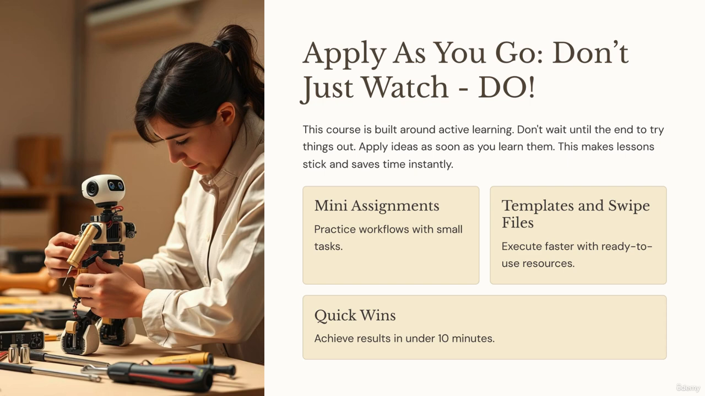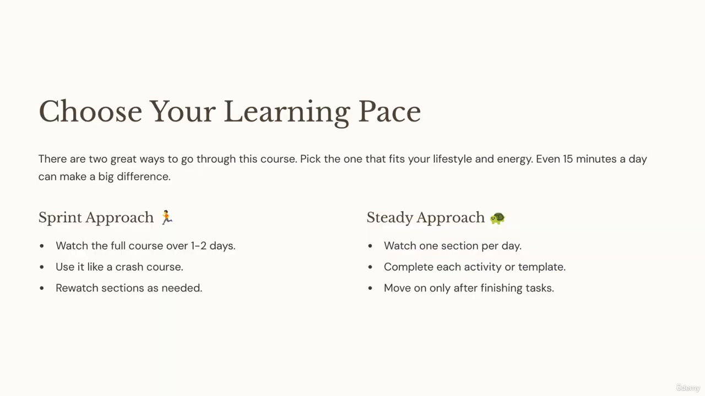First, apply as you go. This course is built for active learning. Every module includes quick assignments, ready-to-use templates, and workflows that give you fast wins. Many of them take under 10 minutes to try. Don't wait until the end of the course to try things out. When you see a ChatGPT prompt or a Zapier example, test it right there and then. Keep your browser open, follow along, and see it in action.